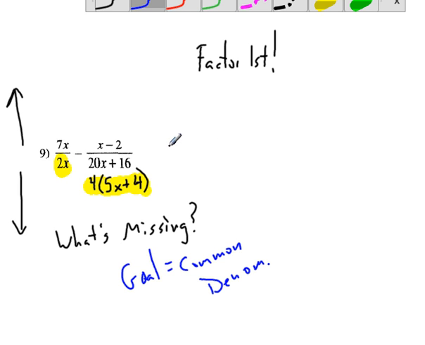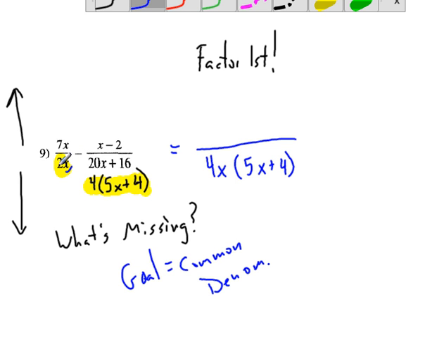So essentially what I'm after is a common denominator that will include 4 and x and a 5x plus 4. That's my common denominator. I want it to include everything that I have. 2 can go into 4, so I've got that covered. So I need all those other little pieces as well. Here's how I do it.